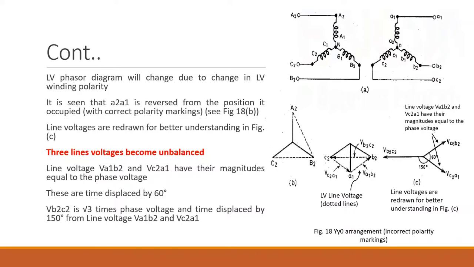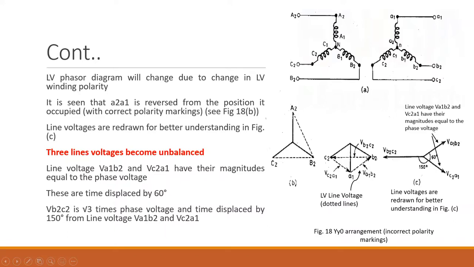The other thing you could see is that the angle between these two voltages will become 60 degrees. It is VA1B2 and VA1C2, the angle is becoming 60 degrees, or you can say the time phase displacement will become 60 degrees. The voltage VB2C2 will be root 3 times the phase voltage and time displaced by 150 degrees from this VC2A1. You could see here that the angle between these two is becoming 150 degrees. Here the angle between these becomes 60 degrees.